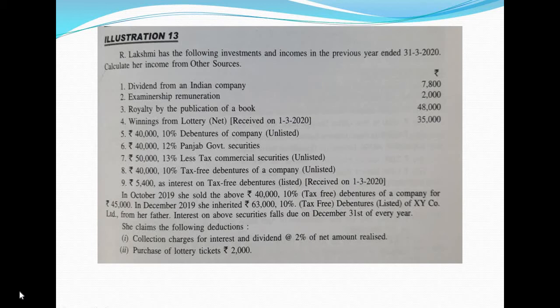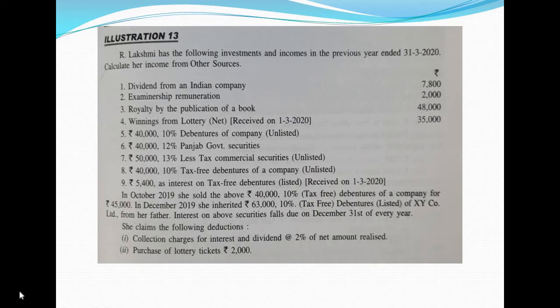been sold off before the due date of interest, that is, it has been sold off in October 2019 and the due date of interest is on 31st December of the current previous year. So since it has been sold off before the due date of interest, no interest will be calculated for the current previous year.